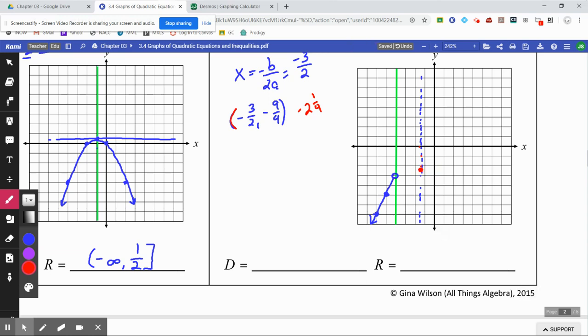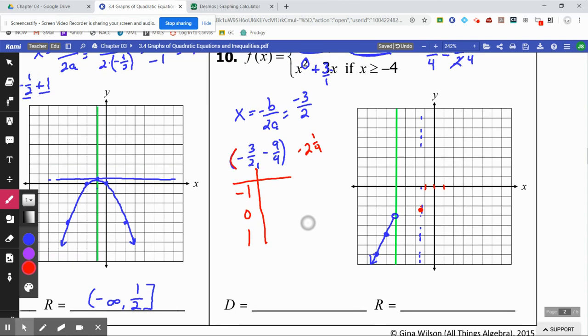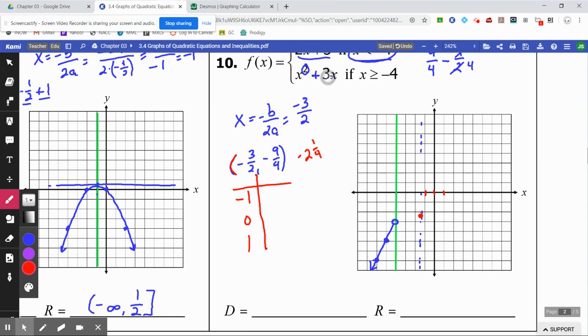So we're going to go to each side of that vertex, and we're going to pick some values to clean our graph up, to give us some more dots on our graph. So let's plug in maybe -1, 0, and 1. And what that's going to do, that'll give us enough values to where we can mirror those numbers on the other side of our axis of symmetry to give us some other values. So let's plug it in. And when you plug in -1, 0, and 1 into this, here's what you get. And let's go ahead and plot those.